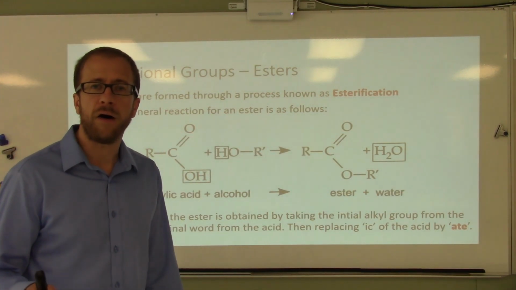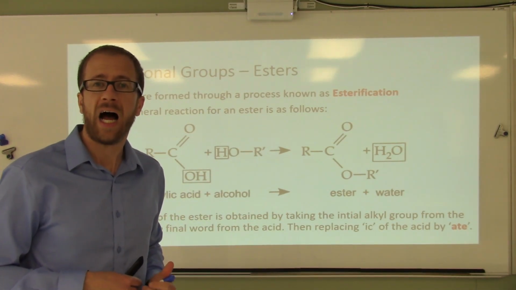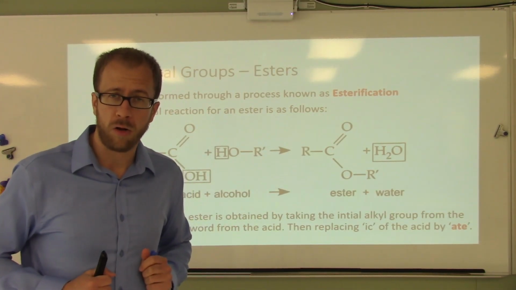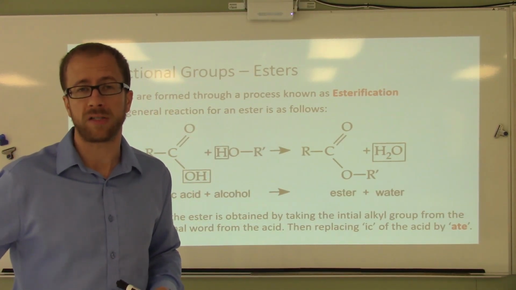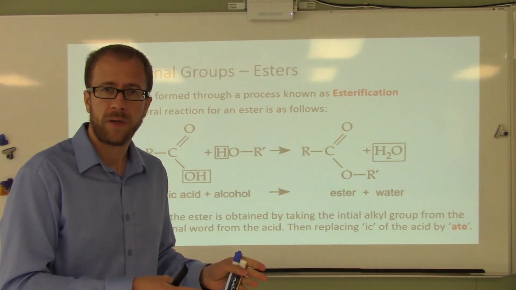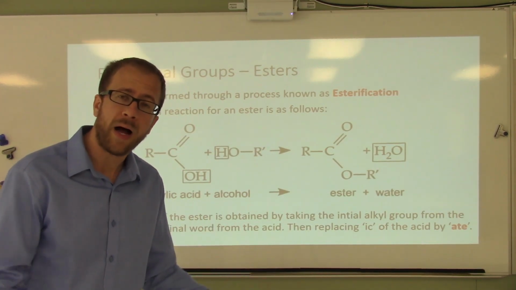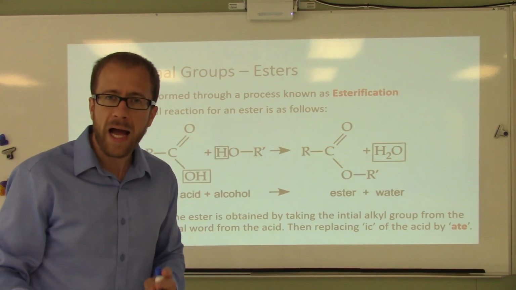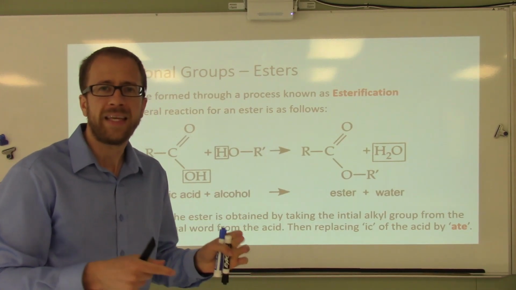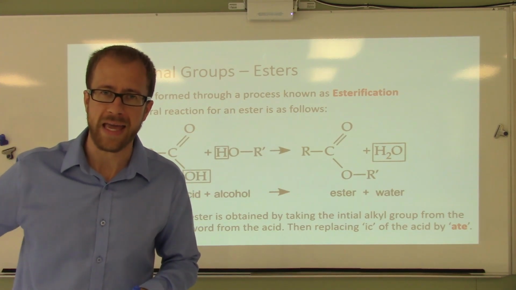So for example, let's say we combined methanol and ethanoic acid, right? So methanol is our alcohol, ethanoic acid is our carboxylic acid. Well, we would take the alkyl portion of that alcohol, and we're going to combine that with the name of our acid with a little change to the end there. So that would be methyl ethanoate. Instead of ethanoic acid, it is now ethanoate.